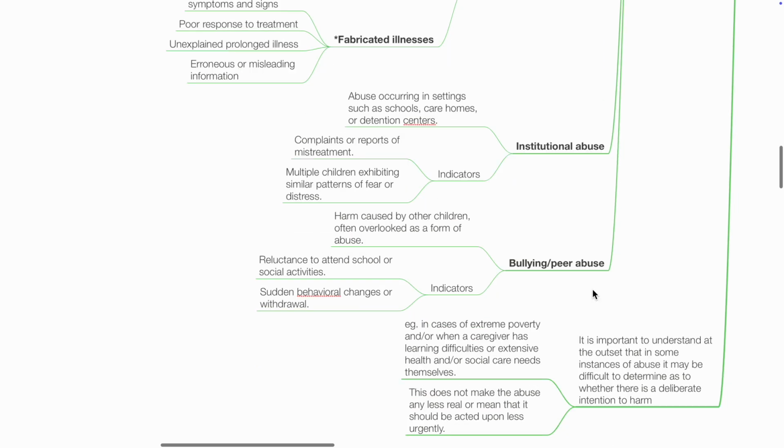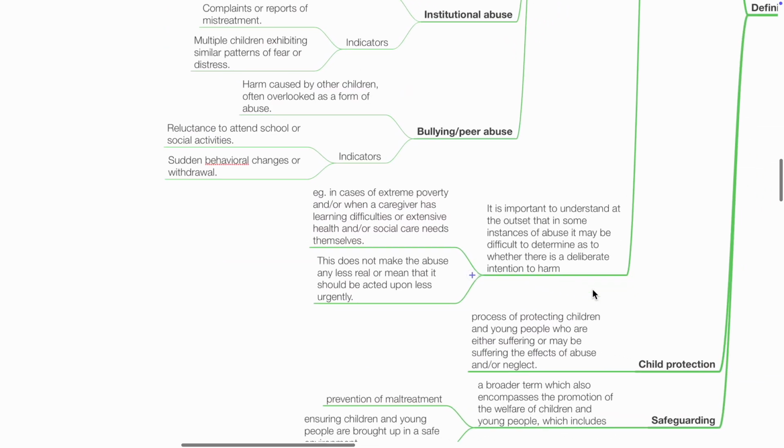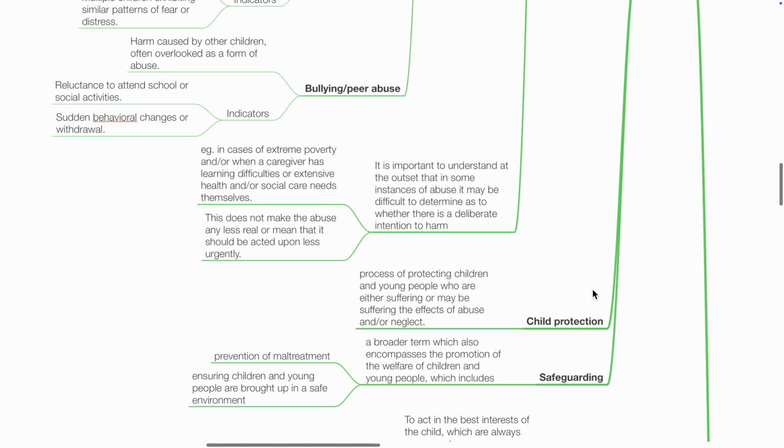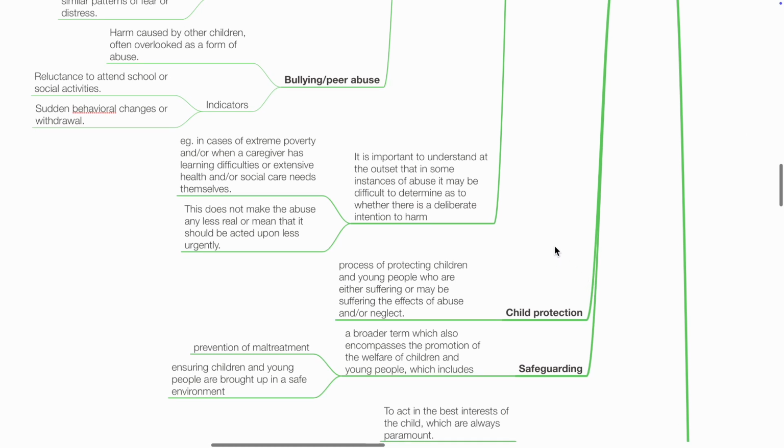Bullying or peer abuse. There is harm caused by other children. Indicators include reluctance to attend school or social activities, sudden behavioral changes or withdrawal. It is important to understand at the outset that in some instances of abuse, it may be difficult to determine as to whether there is a deliberate intention to harm.